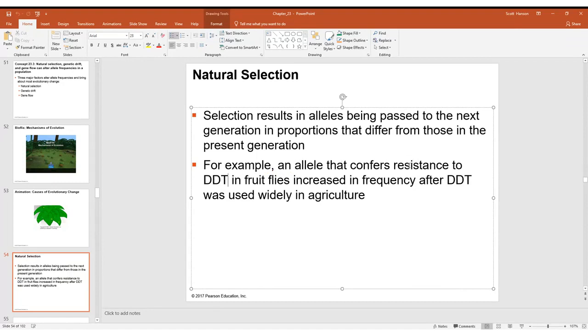So an allele that confers resistance to DDT in fruit flies increased in frequency after DDT was used widely in agriculture, and that makes sense. Because once they started using DDT in agriculture, any fly that had an allele that gave it resistance to DDT was going to be at a very great advantage over others that weren't resistant. And so the flies that had this allele were able to survive at a much higher frequency than flies that didn't have an allele that gave them resistance to DDT.